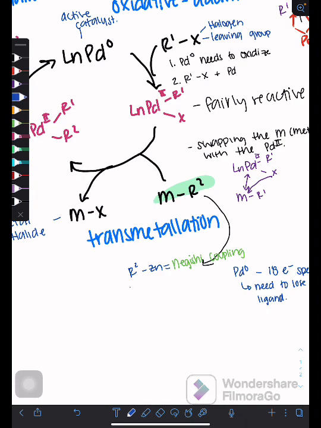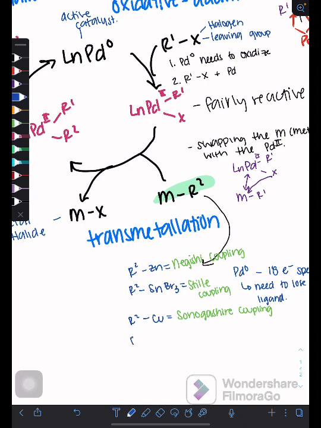And then if it's an R2 with tin, or this, it'll be a Stille coupling. If it's an R2 with copper, it'll be Sonogashira. I might be butchering it. Coupling.